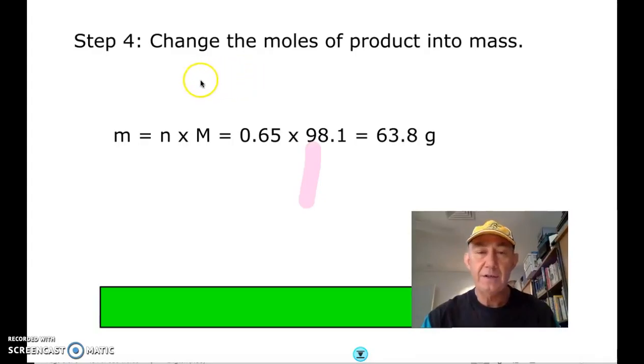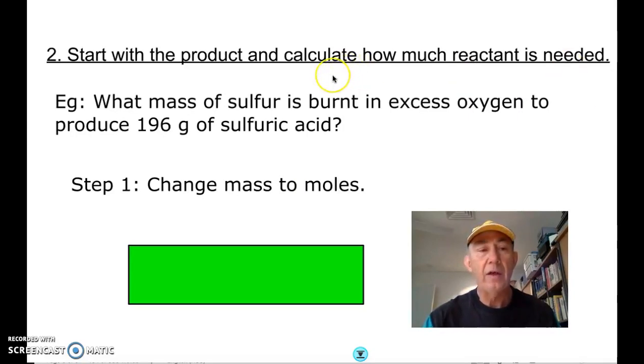So in this sort of question, we've gone from the mass of the reactant to working out the mass of the product. The other type of question is we start with the product and we have to calculate how much reactant was needed. So from that same sequence of equations, what mass of sulfur is going to need to be burnt, so this is our reactant, to produce 196 grams of sulfuric acid. So again, as always, our first step in a chemistry calculation is to try to change things into moles. So turn 196 grams of sulfuric acid into moles.